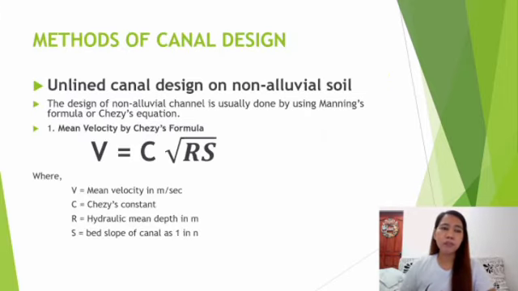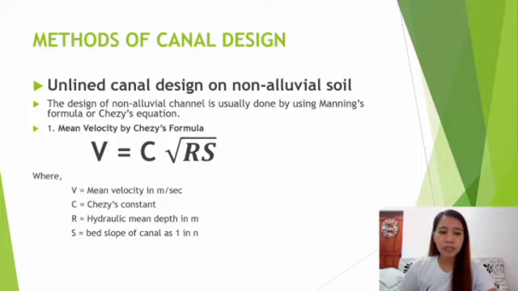The first method for canal design is the unlined canal design on non-alluvial soil. Non-alluvial soils are stable and nearly impervious. For the design of a canal in this type of soil, the coefficient of rugosity plays an important role, but other factors like the silt factor have no role at all. Here, the velocity of flow is considered very close to critical velocity.